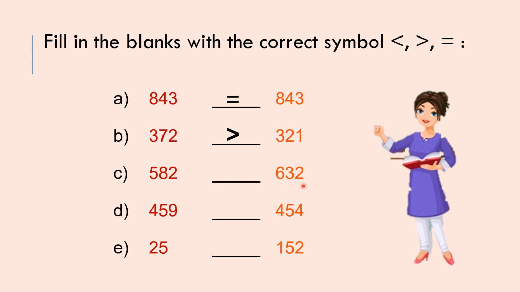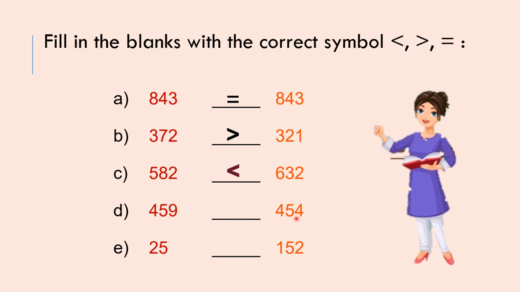Coming to the next, 582, 632. Both are 3-digit numbers. Compare the hundreds. 5 and 6. It clearly says 6 is greater. So 632 is greater number. So 582 is smaller than 632, or lesser than.